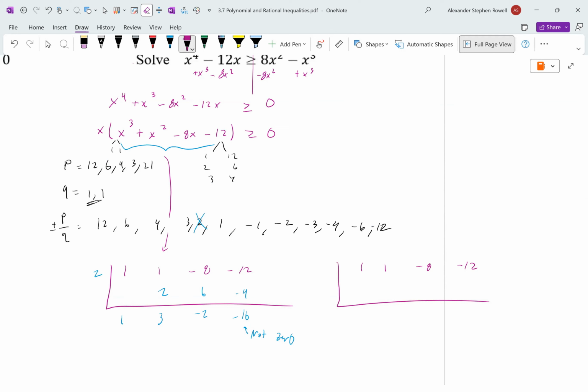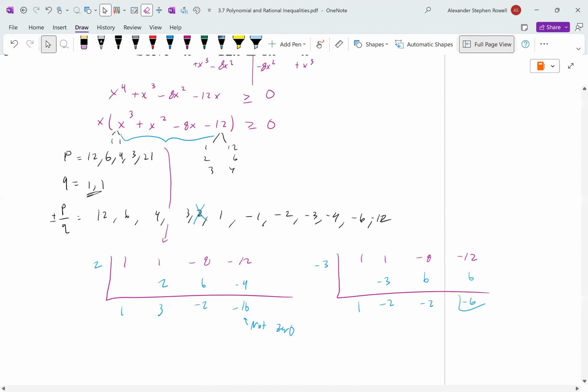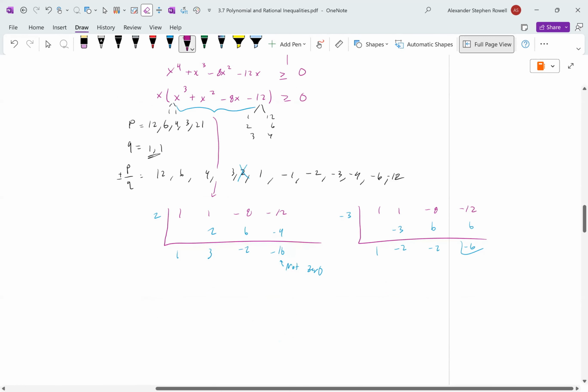Right? My zeros don't have to be rational. Okay, what number do you want to try next? Negative what? Negative 3? Okay. 1, negative 3, negative 2, 6, negative 2. Oh, so close. No, it didn't work. Let's try another.